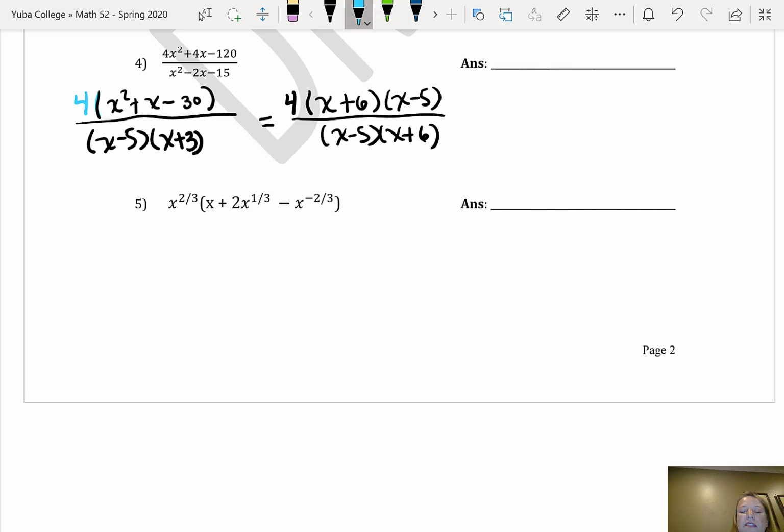So canceling now, since they're all factored in the numerator and denominator, we can cancel like factors. Notice both of them have an x minus 5 in common. And both of them, sorry, that denominator should have been x plus 3. And so nothing else simplifies, and so our result is 4 times the quantity x plus 6 all over x plus 3.